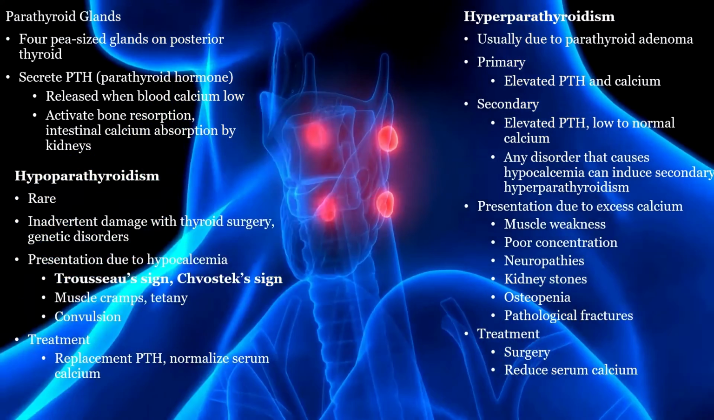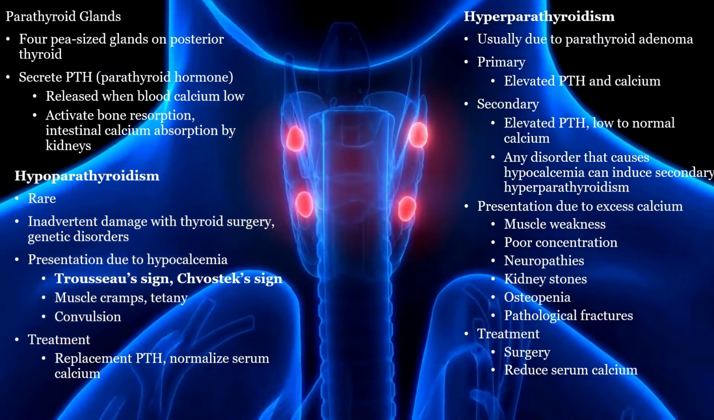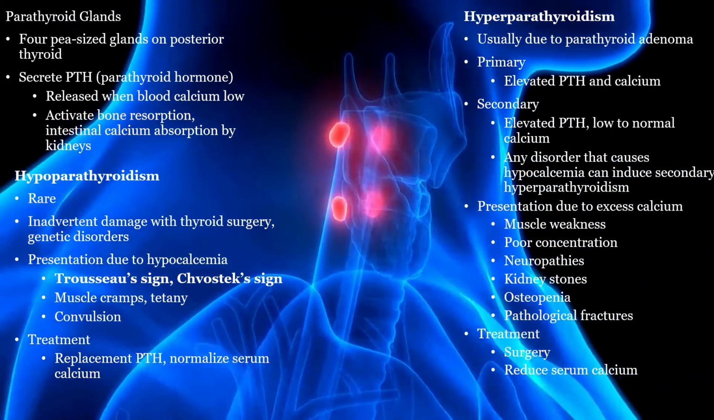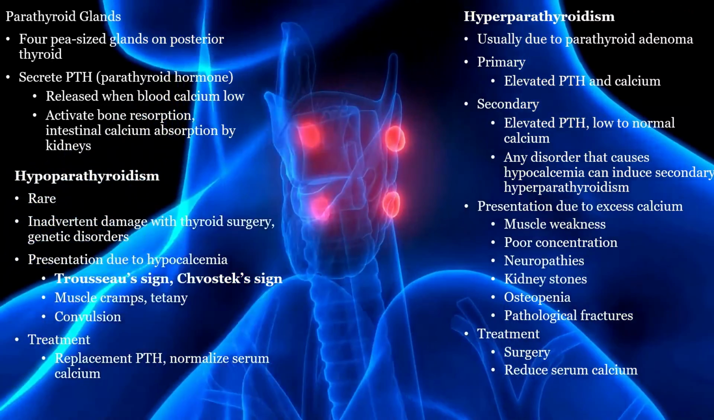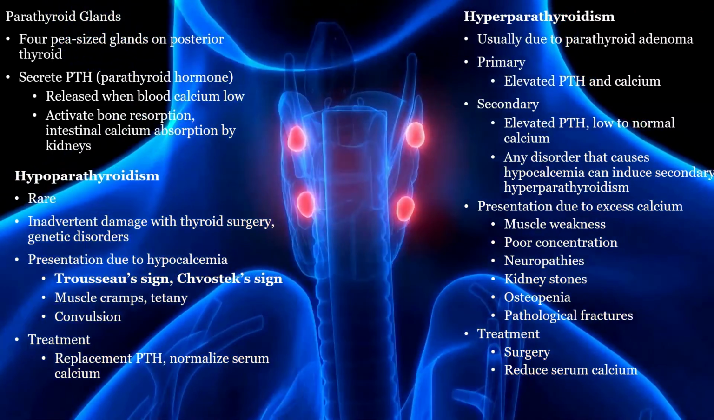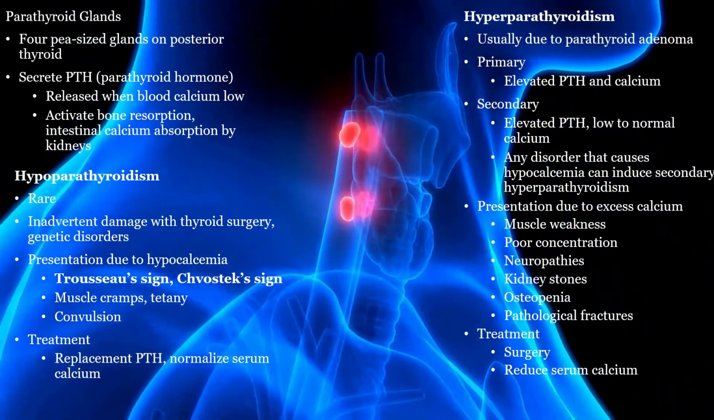The parathyroid glands are responsible for making parathyroid hormone. There are 4 pea-sized glands just posterior to the thyroid gland. PTH is directly correlated with calcium levels. So too much PTH will give you high serum calcium, and too little will cause low serum calcium. Remember, calcitonin does the opposite and is made by the thyroid gland.